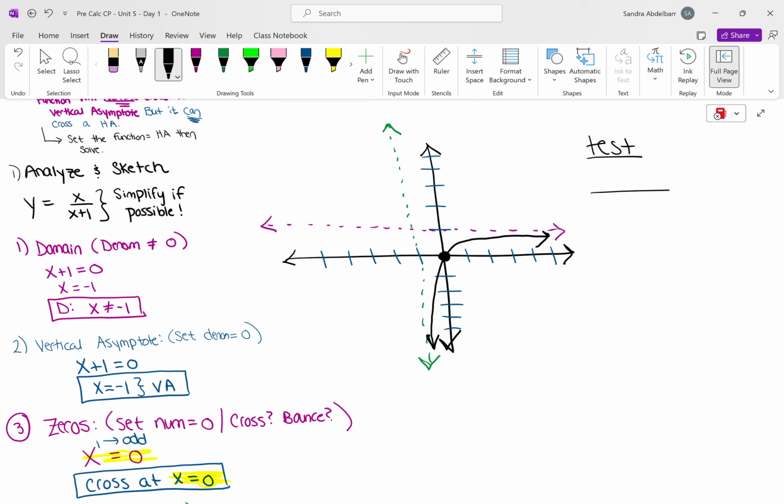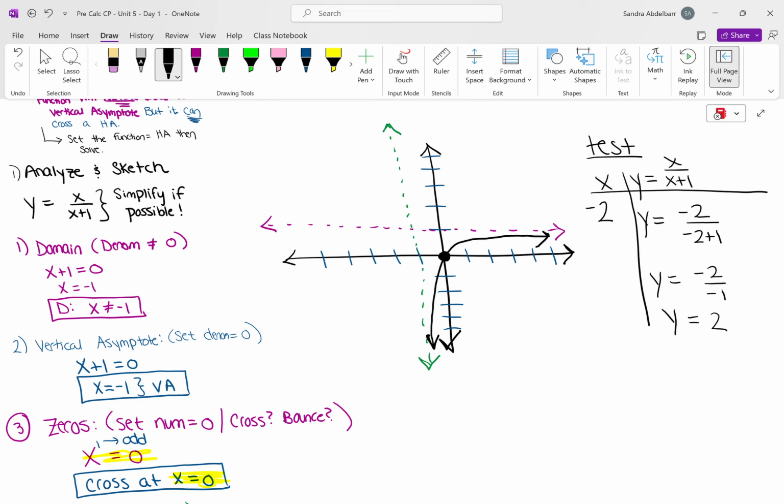So this is where we have to test points. The way you test a point, you take your function, y equals x over x plus 1, and plug in an x that's to the left of the vertical asymptote. We have a vertical asymptote at -1. Do we all agree -2 is to the left of that? So I'm going to plug in -2 for x. I get y equals -2 over -2 plus 1, so y equals -2 over -1, which is 2. That means when x is -2, y is +2, right up there.